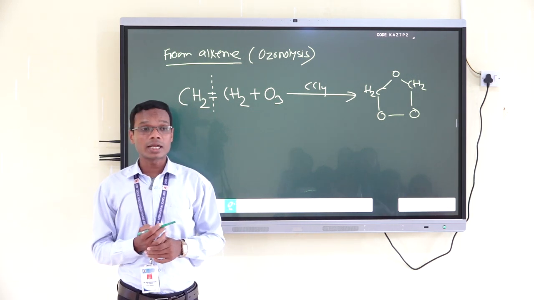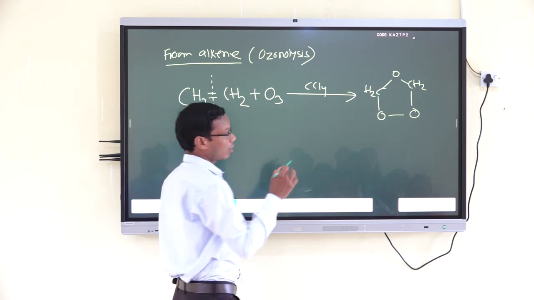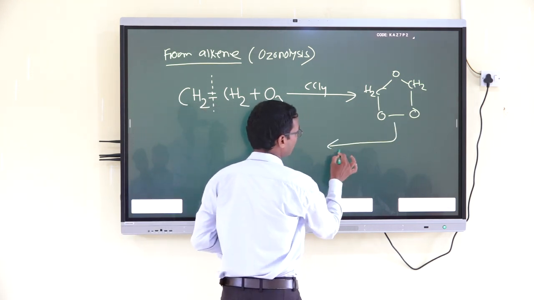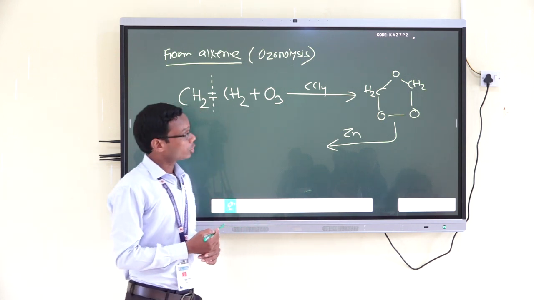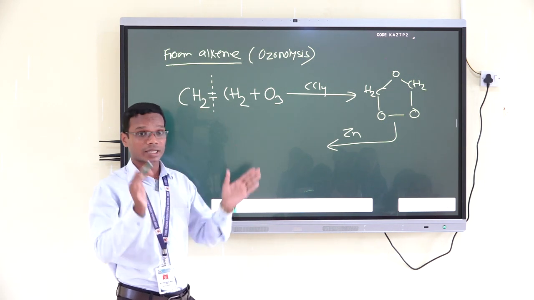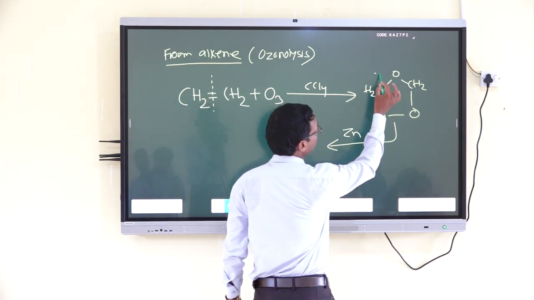Now this ozonide, what to do? This ozonide reacts with zinc or zinc dust. Simply say zinc. Then what happens? The structure of this ozonide will break. How? Like this.